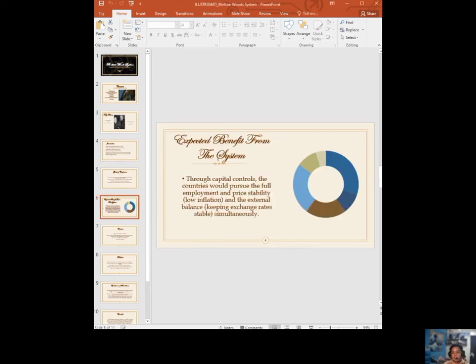So the expected benefit from the Bretton Woods system is through capital controls. The countries would pursue full employment and price stability with low inflation, because back in those days, one of the reasons why the Bretton Woods system failed was very high inflation rates. But I will discuss that further after this. Going back, the benefits were price stability with low inflation, full employment, and the external balance, keeping exchange rates stable simultaneously.